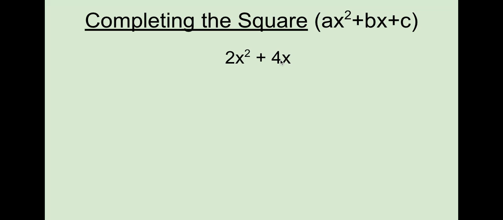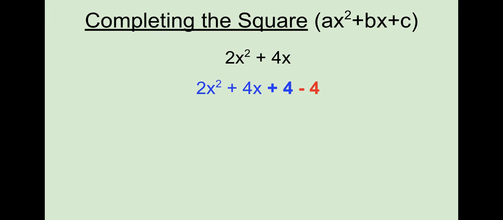So 4 divided by 2 is 2. And then I square it. So I'll need to add and subtract a 4. All right, so that's what we did before, right? We added that 0, but a very clever 0. So now I have 2x squared plus 4x plus 4.